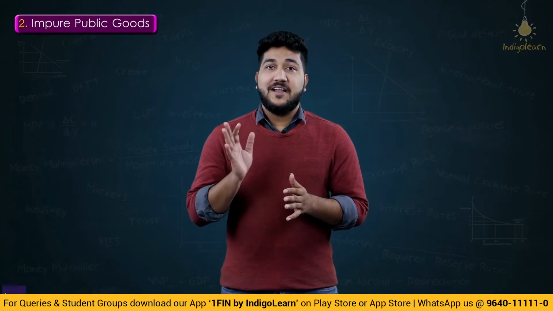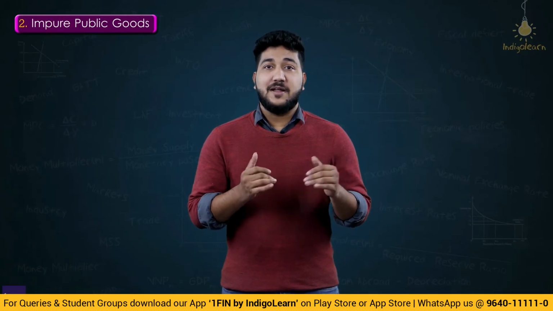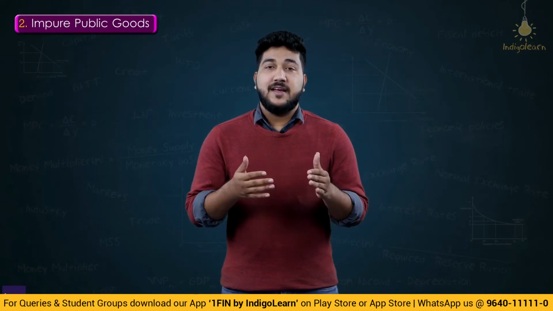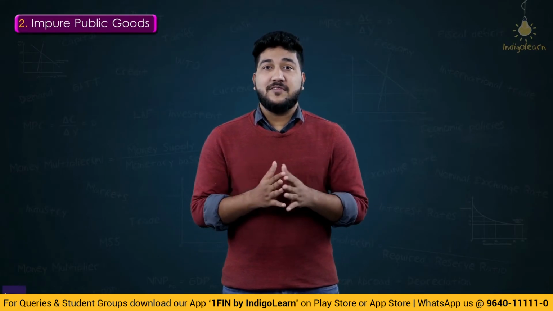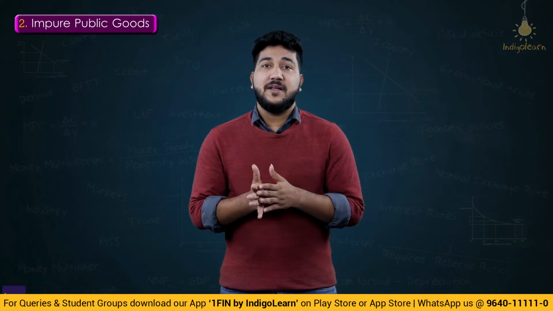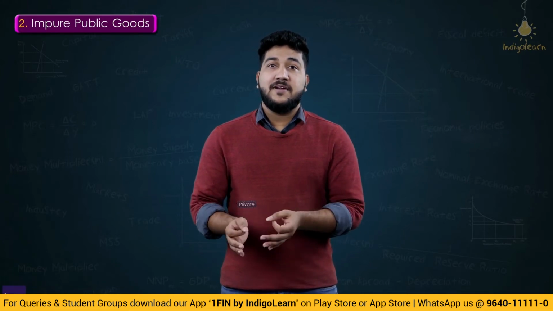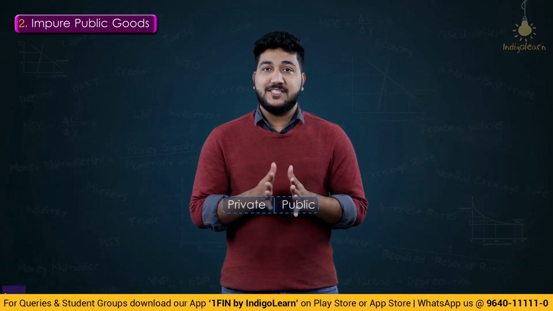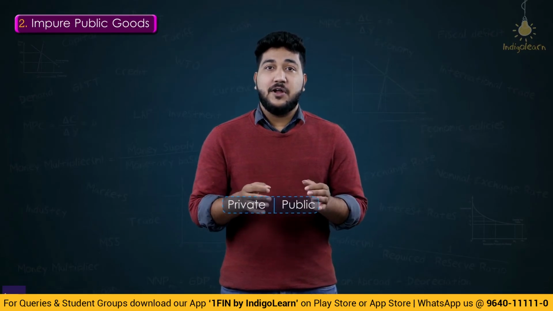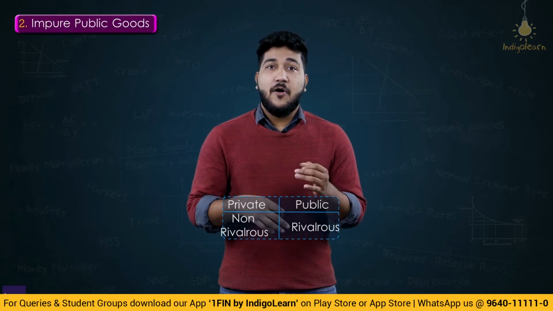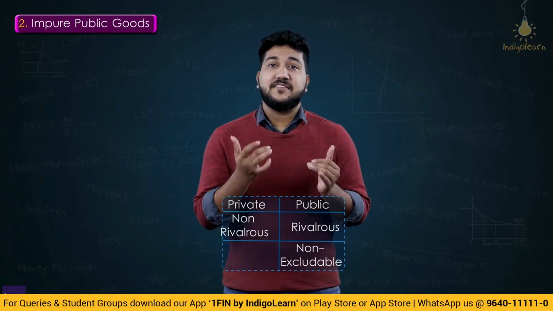Now that gives us the next level, that is called impure public goods. Now let us go ahead and learn what impure public goods are. We learnt about pure public goods and we saw that it is not possible in practical life. Now let us see whether impure public goods are possible. What do you mean by impure public goods? They have the characteristics of both a private good as well as a public good, which means they have non-rivalrous nature as well as rivalry. They have non-excludability nature as well as excludability.